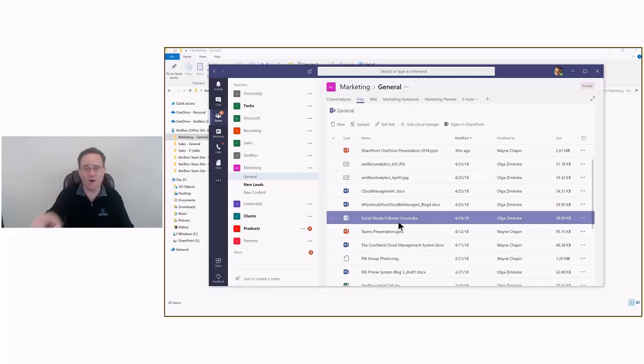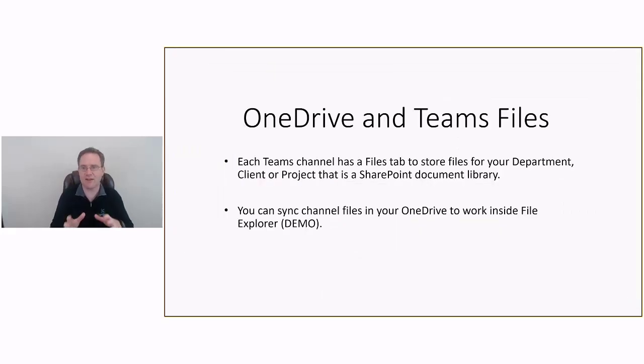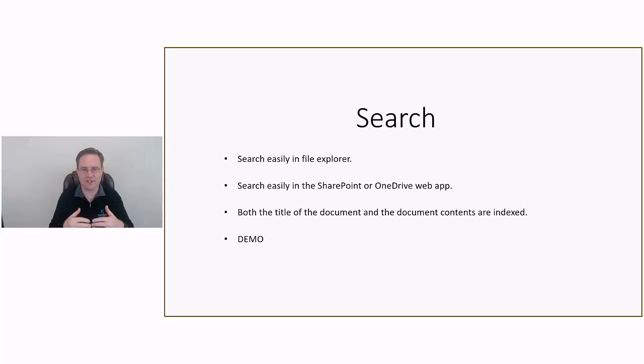And you still have all the capabilities that you get for the back end when you use SharePoint document libraries. And then there are the search capabilities. When you have your file data inside of SharePoint, the search capabilities are so much better than they are inside of a file server. You can search inside File Explorer like you're used to doing. I'm sure most people know how to do that. You can also search easily in SharePoint or the OneDrive web apps.